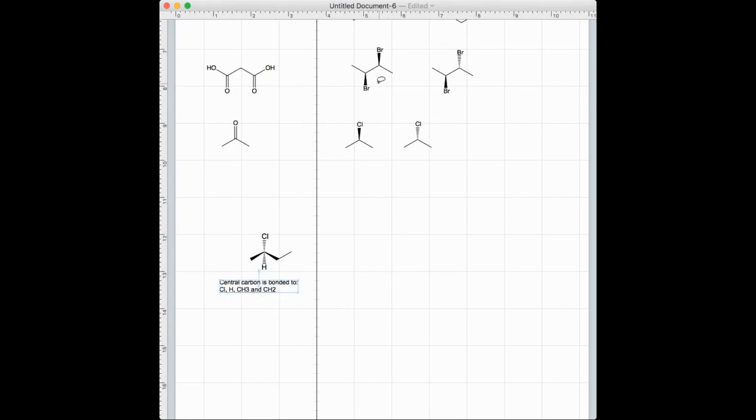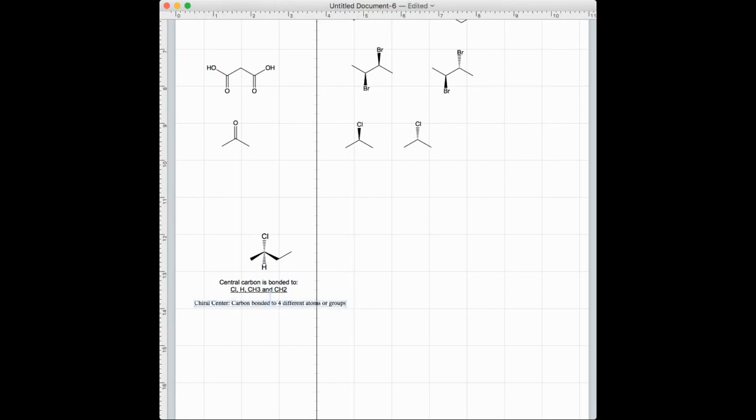So a carbon bonded to four different groups, we are going to name this carbon a chiral center. The chiral center is a carbon bonded to four different atoms or groups. And I am emphasizing this very important concept.